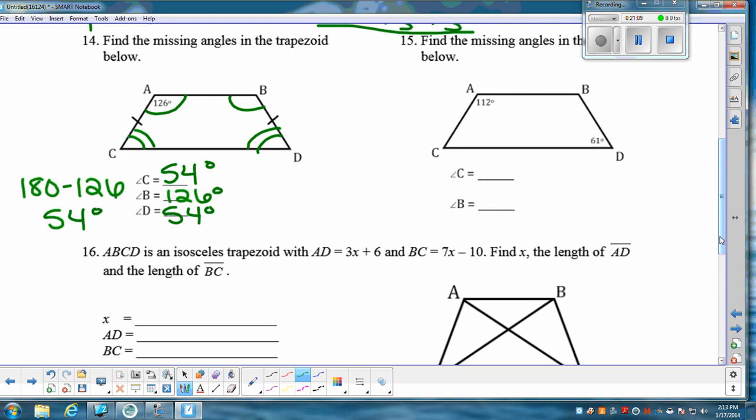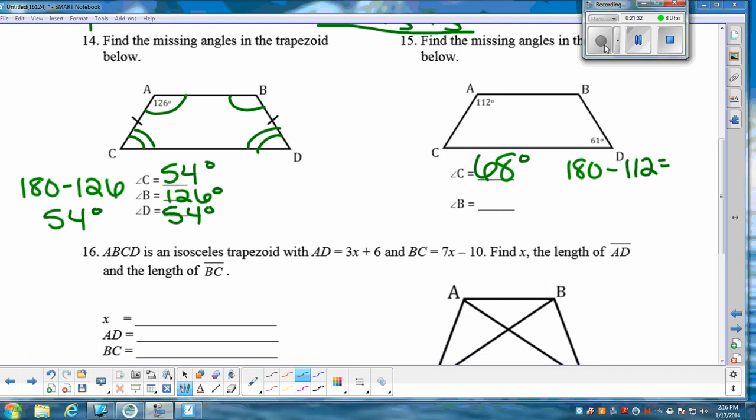15, we do not have that the sides are congruent, so this is an ordinary trapezoid, which means that angle A and angle C would have to be supplementary. So to get angle C, do 180 minus 112, and we get 68. And then on the same side, our consecutive angles also have to be supplementary. So for angle B, we have to again do 180 minus 61, and we get 119 degrees.